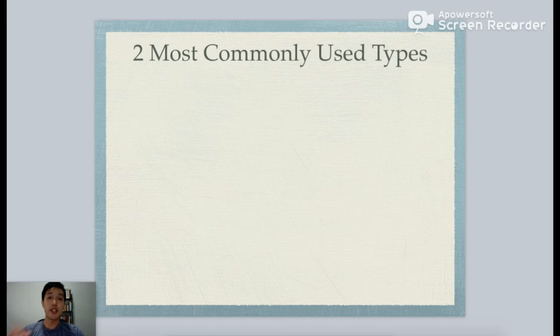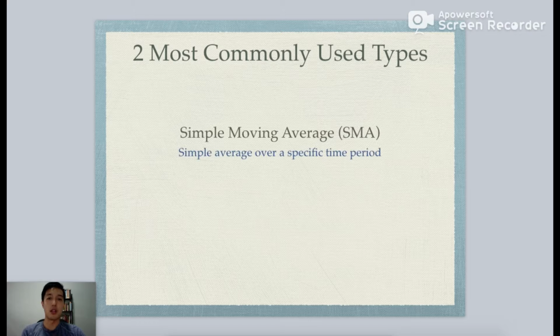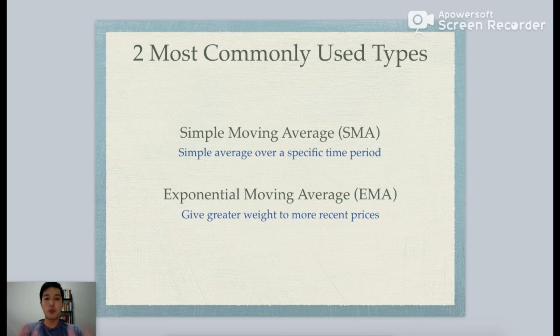What are the two common types of moving averages usually used by investors and traders around the world? The first and most simple one is the simple moving average, which takes a simple average over a certain period of time that you indicated. The next one is the exponential moving average, in short EMA. This is similar to the SMA, except that it gives a higher weightage to the more recent price action.